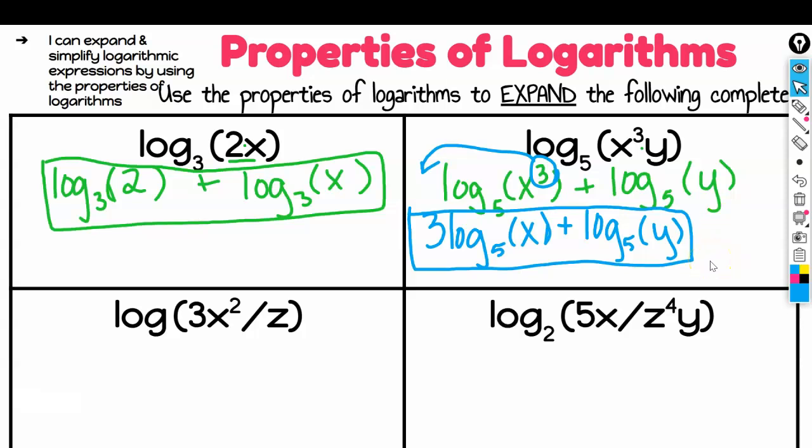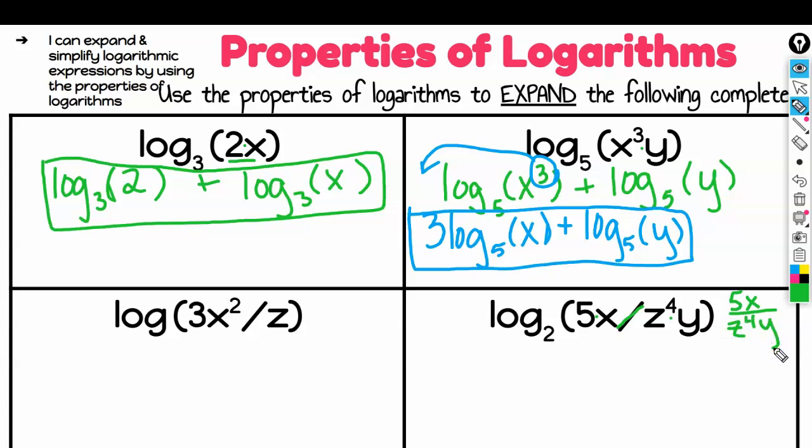So at the very end, I think we'll do this one last to see what happens when we have a lot going on. So I see that I have 5 times x divided by z to the 4th times y. Now, one thing that's important to note is even though it is typed like this, really, if I could have, I would have put it like this.